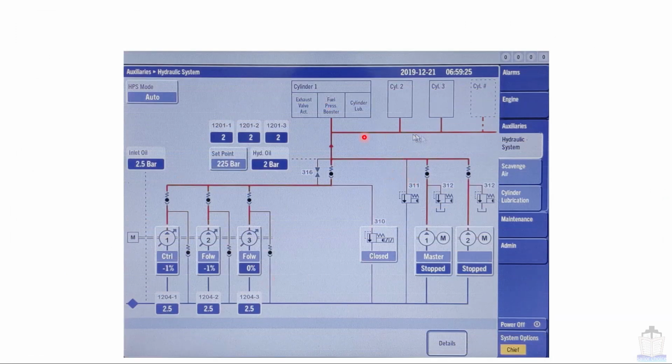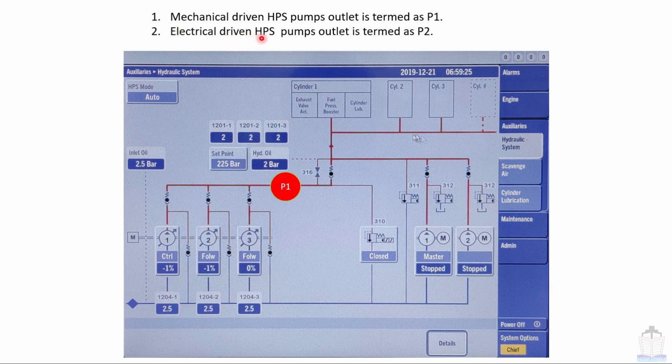This is the MOPS screenshot of the hydraulic system. The first point is that the mechanically driven HPS pumps' outlet is termed P1 in the MAN B&W hydraulic circuit diagram. This is the outlet line of the mechanically driven pump, so this line will be termed P1. Next, the electrically driven HPS pumps' outlet is termed P2 in the hydraulic diagram. This statement is true not only for starter pumps but also for the electrically driven HPS pumps as well. So this point will be termed P2.